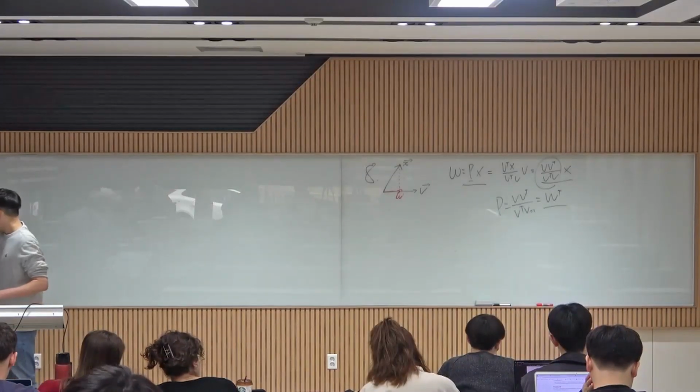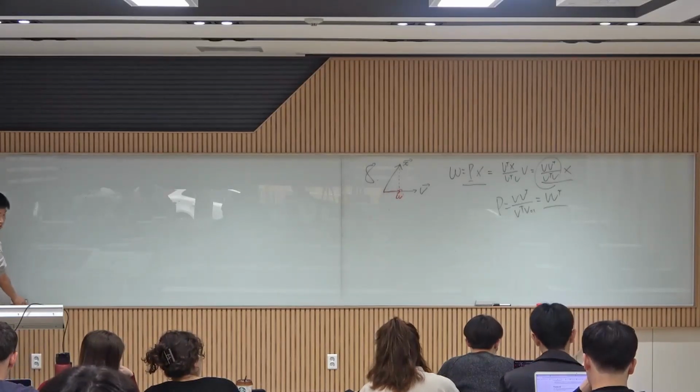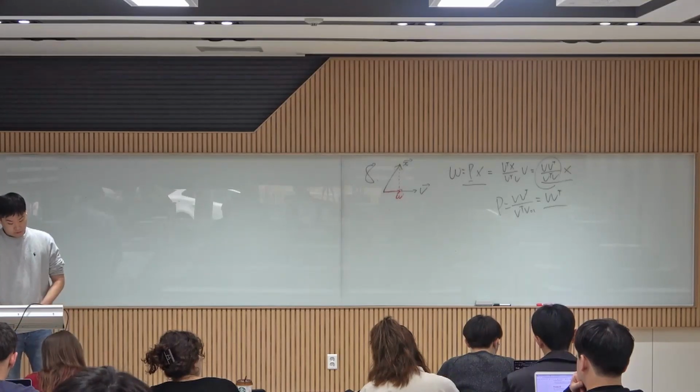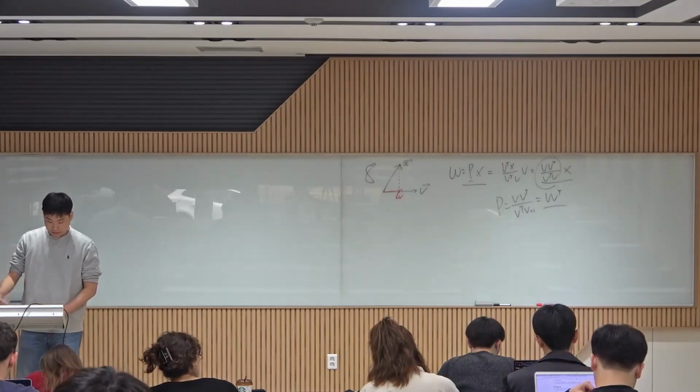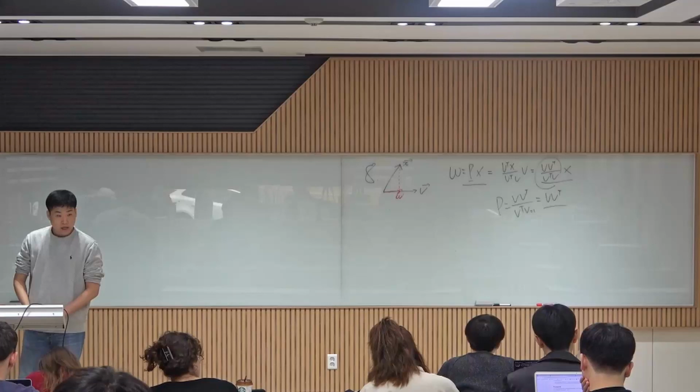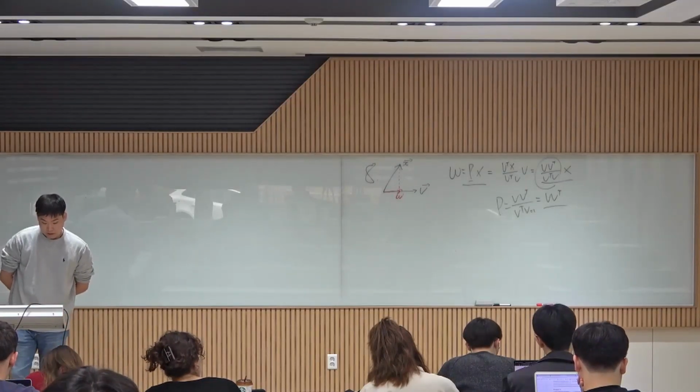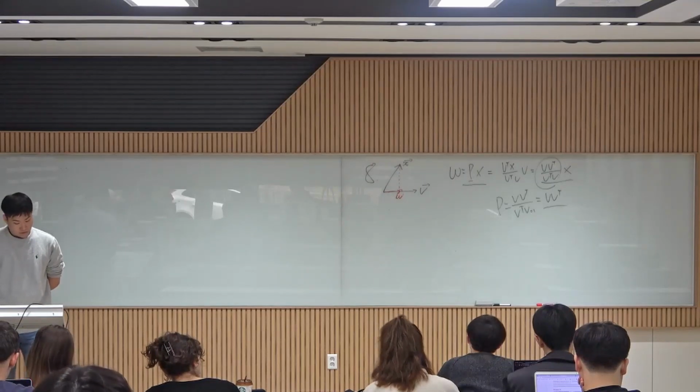So next question is problem 11. Problem 11 says, let A be an invertible matrix with eigenvalues lambda 1 to lambda k, and corresponding eigenvectors v1 to vk. So what can you say about the eigenvalues and eigenvectors of A inverse?